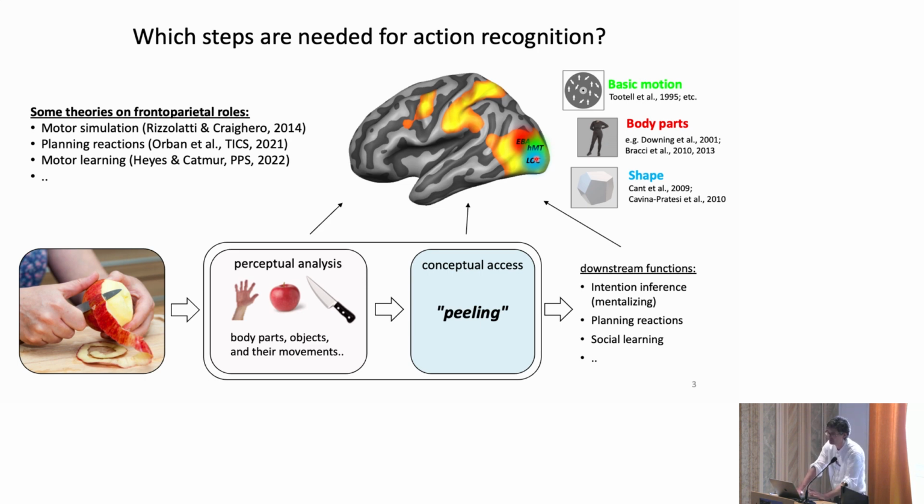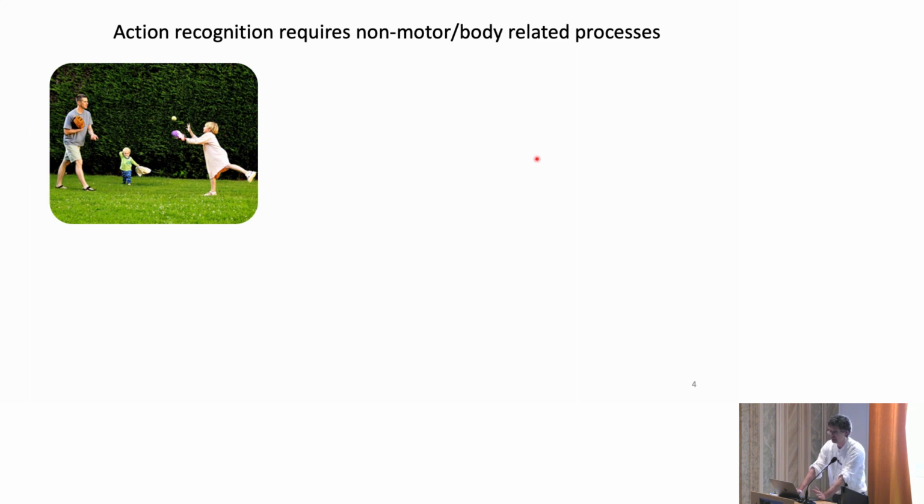So some even have claimed that activation of motor representations that correspond to the observed action is actually necessary for action recognition. So I think I don't say anything too offensive if I say that this is a relatively outdated view. But now also other proposals have been claiming that this region is important for the selection and planning of motor reactions and learning. Now, I don't want to discuss this theory in detail, but what I want to highlight is that there are also non-body, non-motor related functions important for action recognition, which are equally associated with frontoparietal cortex.